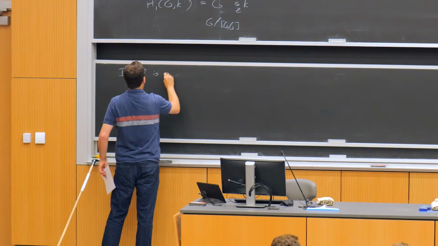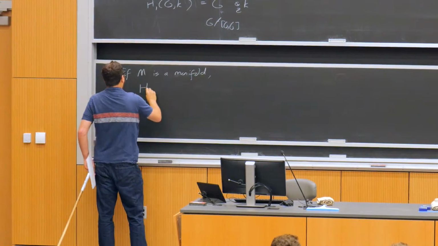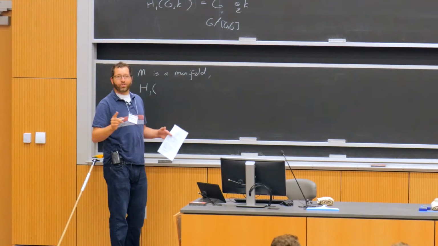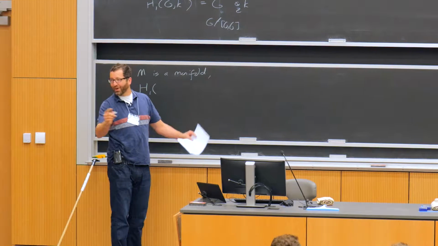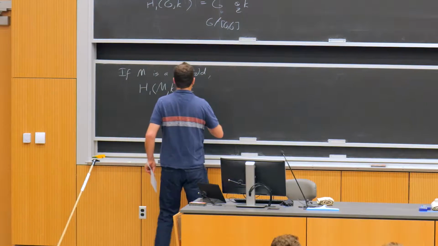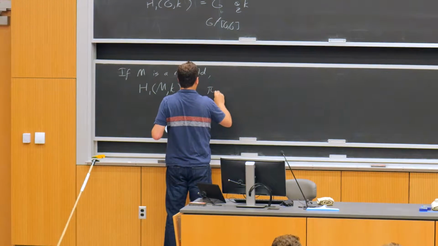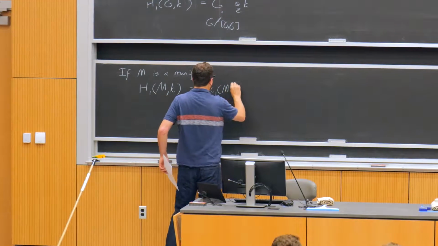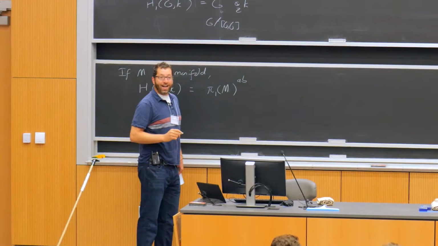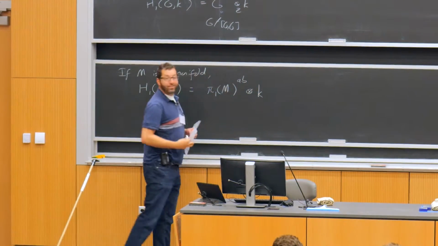On the other hand, if M is a manifold, by its first homology, I apologize to the topologists because this is a terrible definition of homology, but it's a way to think about it. Let me just say, I'm going to mean I take its fundamental group and I'll abelianize that. And then tensor with K.